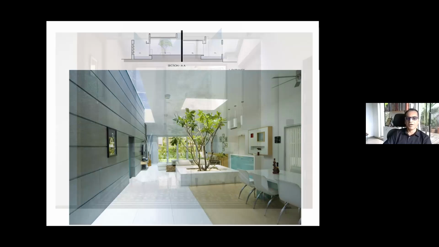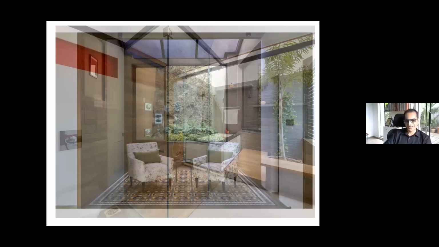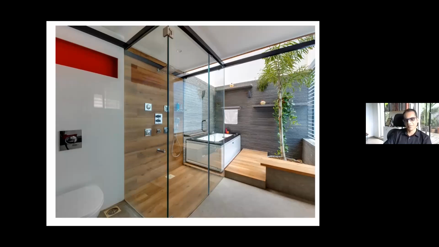Or maybe sometimes in the side setback you can have such a small courtyard. I can't call it a courtyard, but maybe a skylight. This is again a residence from Pune. Or maybe for your toilets, normally we have this kind of open-to-sky courtyard, not exactly open to sky, but covered with glass. And this is for the purpose of good lighting without disturbing your privacy.